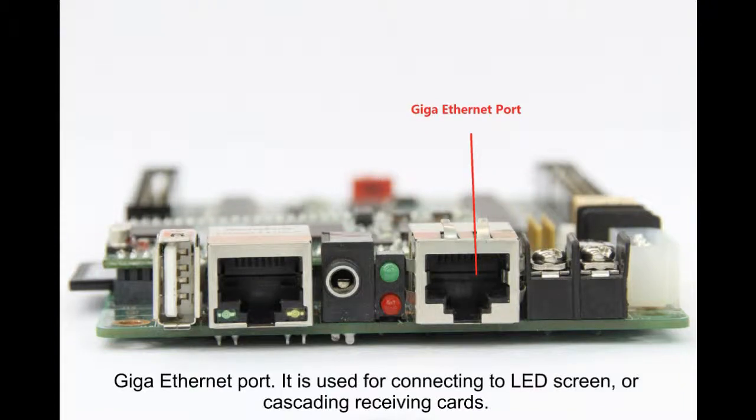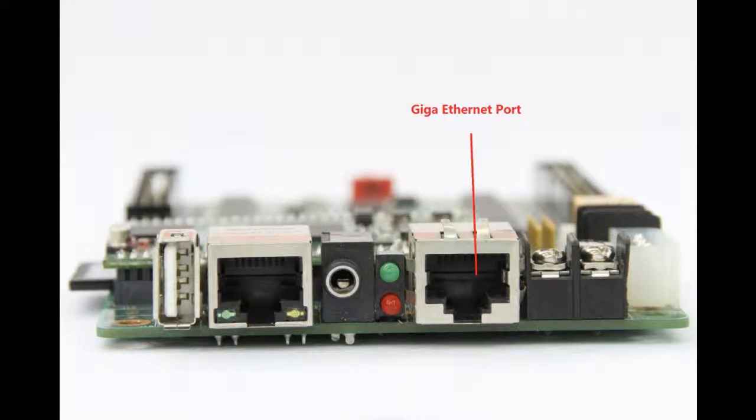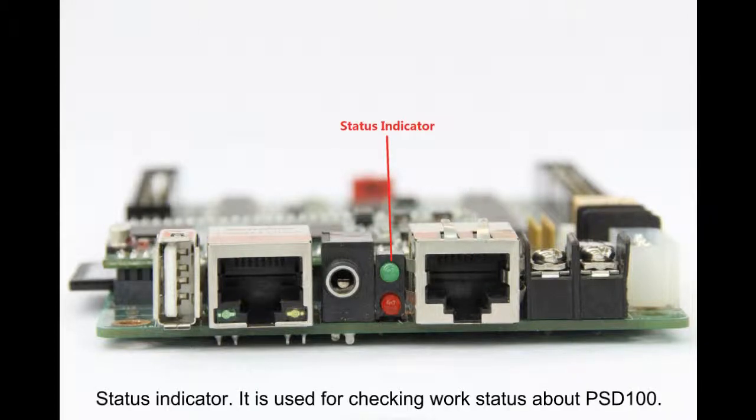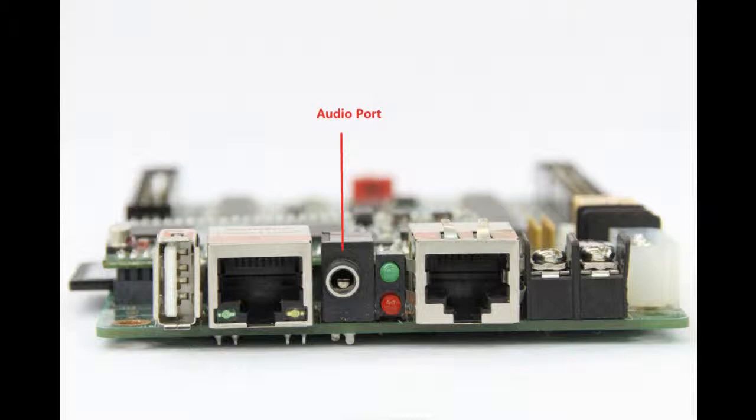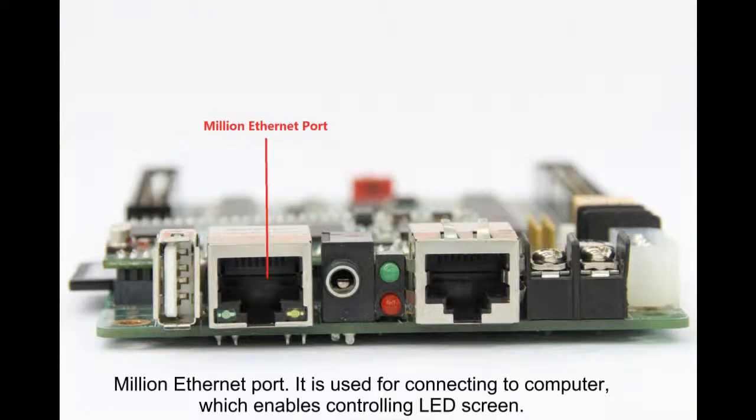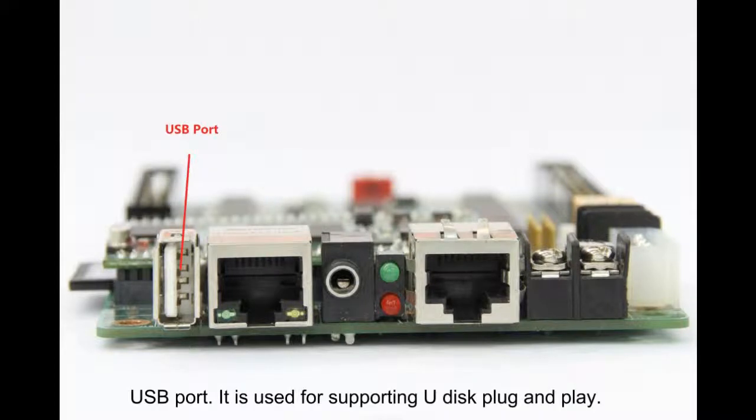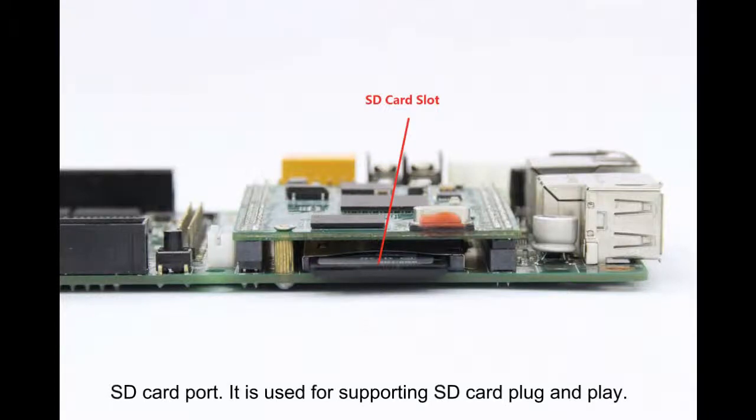The Giga Ethernet port is used for connecting to the LED screen or cascading receiving cards. The Status indicator is used for checking the work status of PSD100. The Audio port is used for audio input. The Mini Ethernet port is used for connecting to a computer, which enables controlling the LED screen. The USB port is used for supporting U-disk plug and play. The SD card port is used for supporting SD card plug and play.